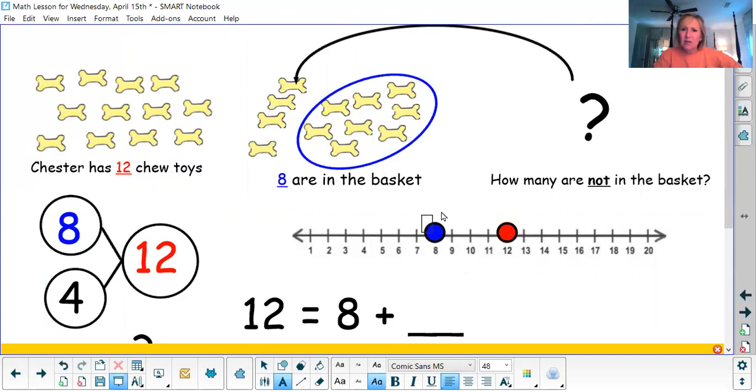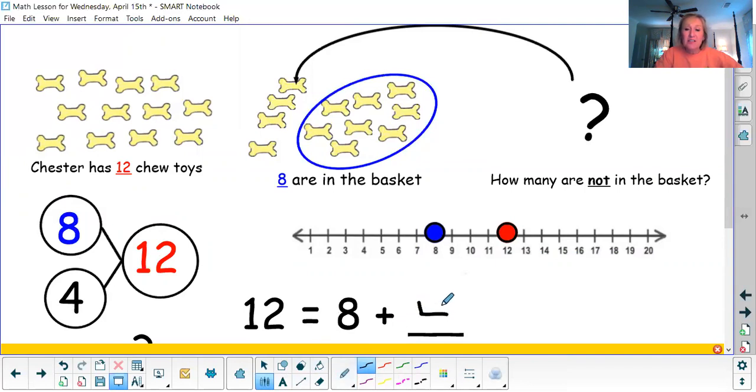It's not working. Well, I'll just pretend. 1, 2, 3, 4 hops to get to 12. So 12 is equal to 8, and the other part that we didn't know is 4. 8 plus 4 equals 12. So the missing number that we didn't know was 4. If there are 8 in the basket, there are 4 chew toys on the floor.